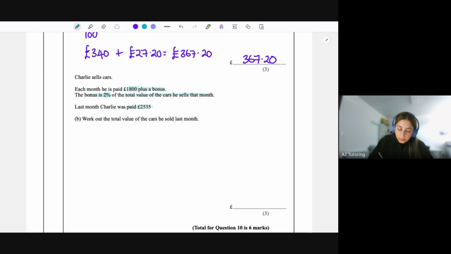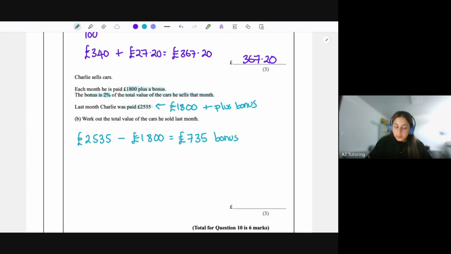So we need to work out what the bonus was that he got. Last month, Charlie was paid £2,535. So we know he got a standard pay of £1,800 plus the bonus. So if we do the amount he was paid, £2,535 minus the 1,800 to see how much bonus he got, that's £735 bonus. And it says in the question the bonus is 2%. So 2% is that £735, and all I need to do now is find out how much the total value was.